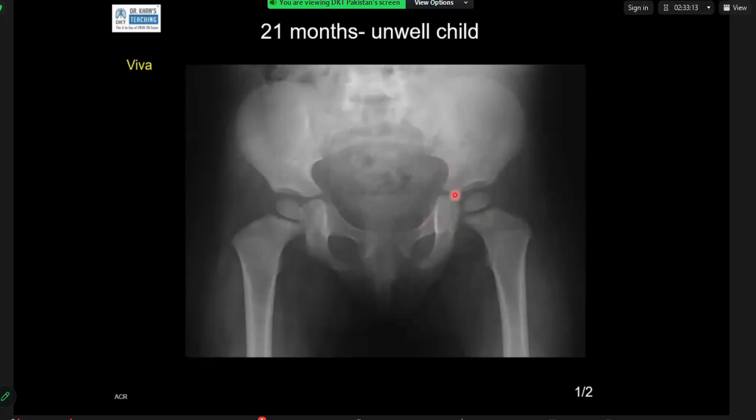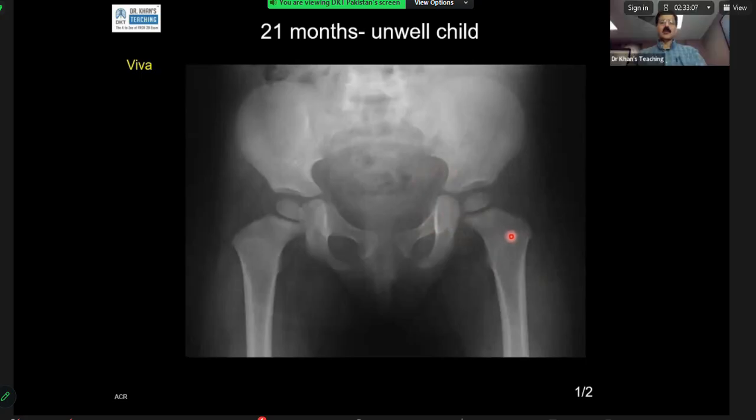When I compare to the other side, it doesn't look like there is. Okay. So, considering this finding, and this is an unwell patient, also has symptoms, what is your conclusion?